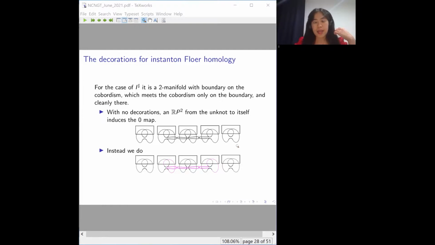In the case of I#, as we mentioned, there's a version of I# that allows you to induce maps not just with regular cobordisms, but also with cobordisms with this extra decoration. The decoration is a 2-manifold with boundary on the cobordism, such that this surface meets the cobordism only on the boundary, and there it meets cleanly. So it meets transversely.